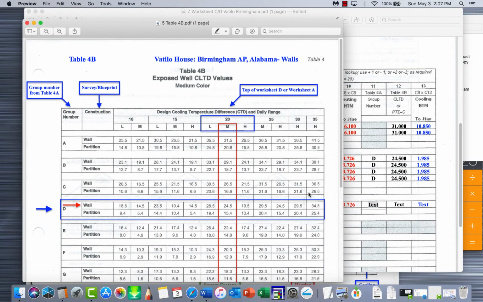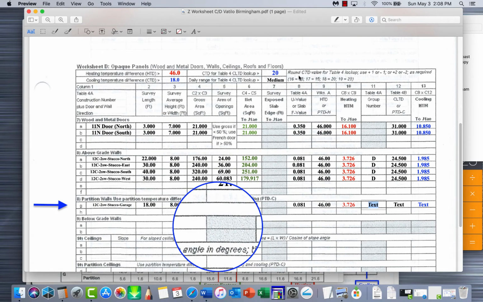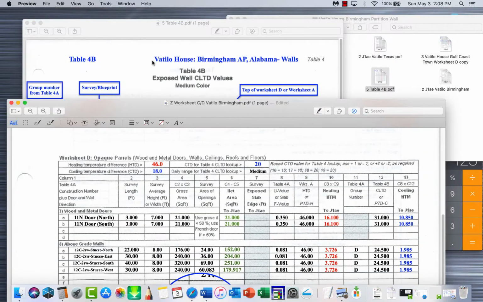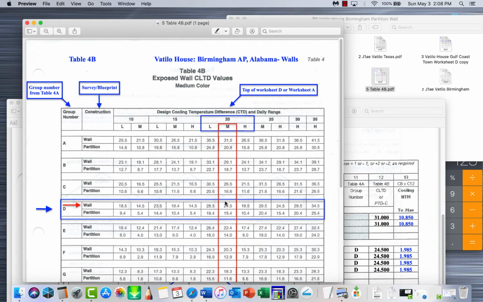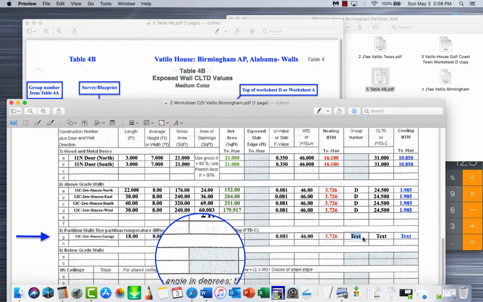So here we go. Now this is the one where we did the walls before, so we were using this number up here. We had a CTD right up here at the top, CTD of 20, medium temperature differential. But instead of using wall, we're going to use partition down here. So 15.4. So that's D code there, and 15.40 right there.